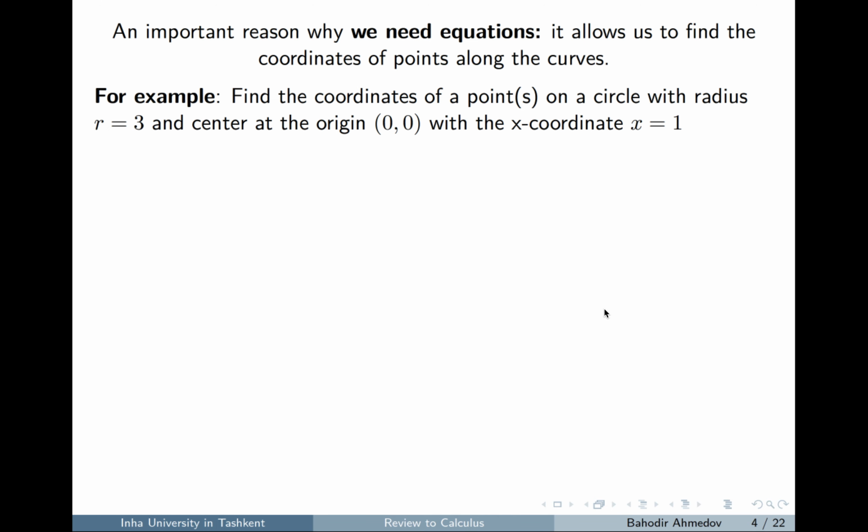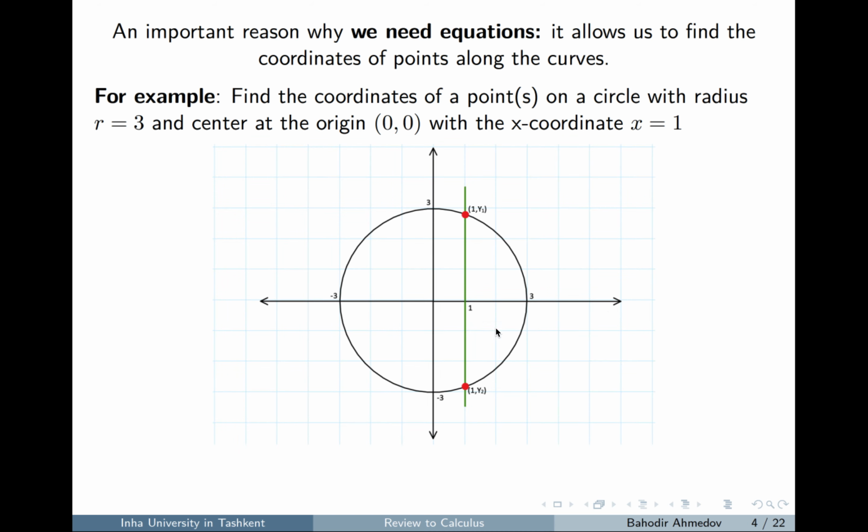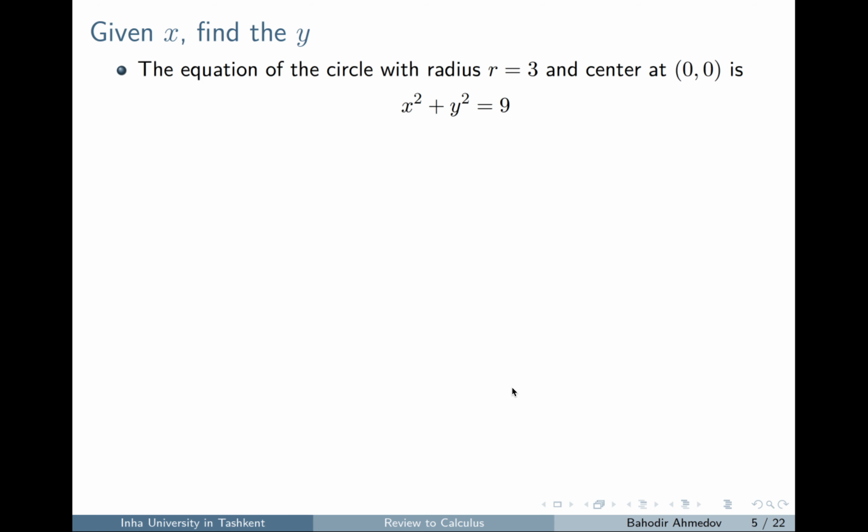So for example, we're given a circle with radius 3 and center (0, 0). I would like to find the coordinates of the points where x is equal to 1. So give me the coordinates of these two points along the curve, right? I know that the x coordinates of both of these points are 1, so just let me know what the y coordinates are. So the idea is to find this.